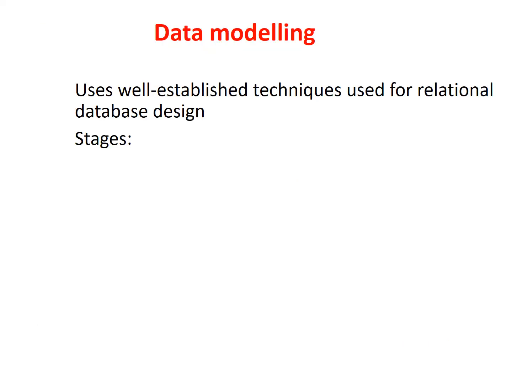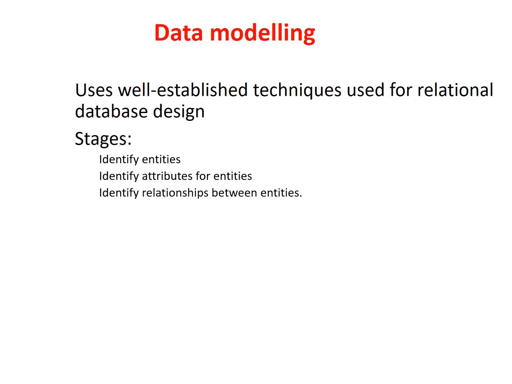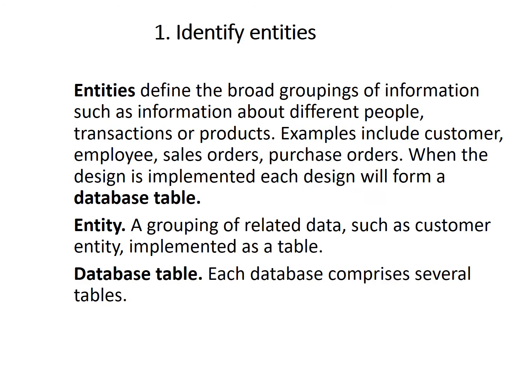So let's look at data modeling stages. So with data modeling, it uses well-established techniques used in relational database design. So different stages include identifying the entities, identifying the attributes for entities, identifying the relationships between the different entities.